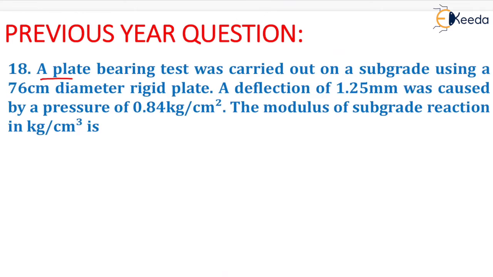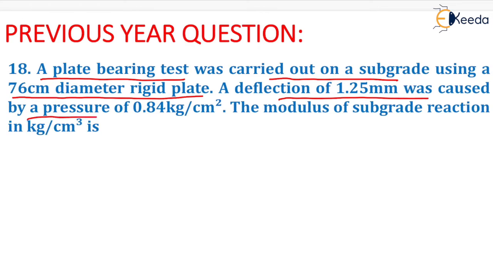The question is given as: a plate bearing test was carried out on a subgrade using a 76 cm diameter rigid plate. A deflection of 1.25 mm was caused by a pressure of 0.84 kg per centimeter square. The modulus of subgrade reaction in kg per centimeter cube is? Now we have to calculate the value of the modulus of subgrade reaction in kg per centimeter cube.